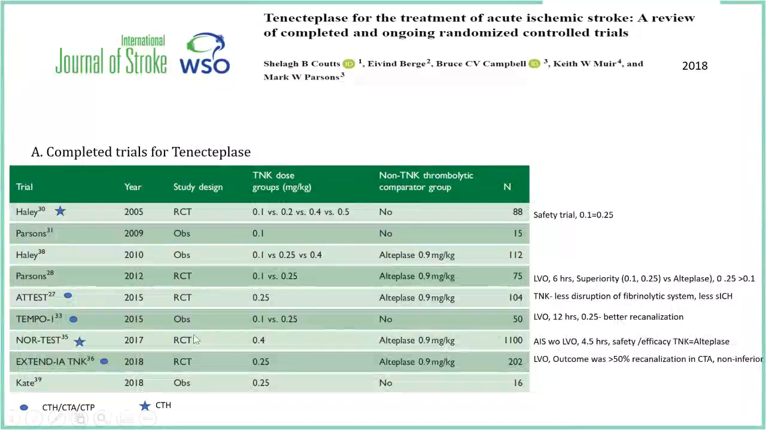After 2007, the NORTEST and EXTEND-IA Tenecteplase trials have been completed. NORTEST tried Tenecteplase on acute ischemic stroke without large vessel occlusion within a 4.5-hour window, and they found the safety and efficacy of Tenecteplase to be comparable to Alteplase. But there were limitations in this study, including the use of low NIHSS patients and stroke mimics. All of those patients were included in this study.